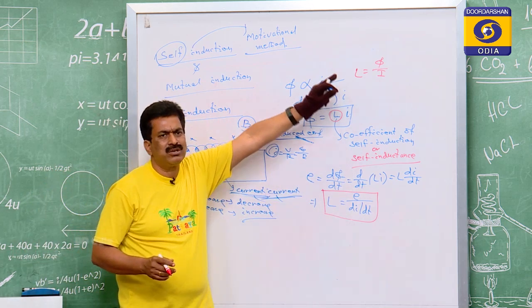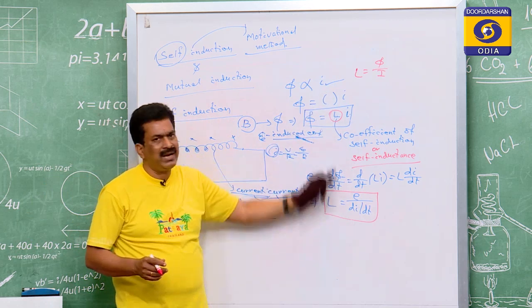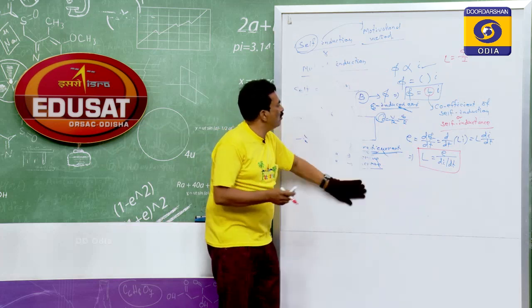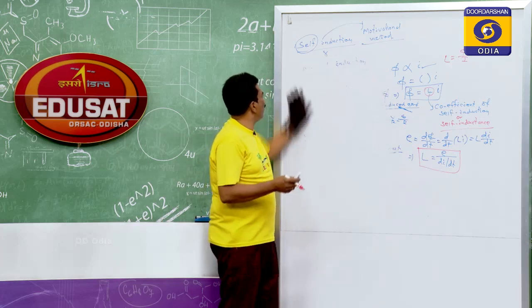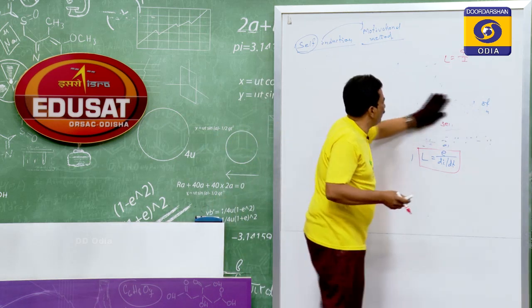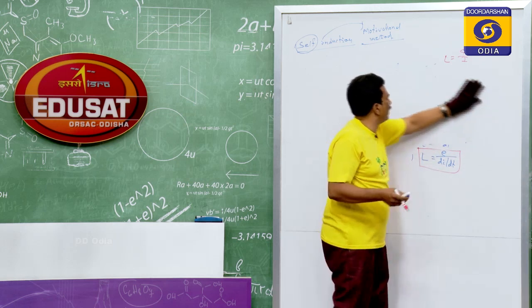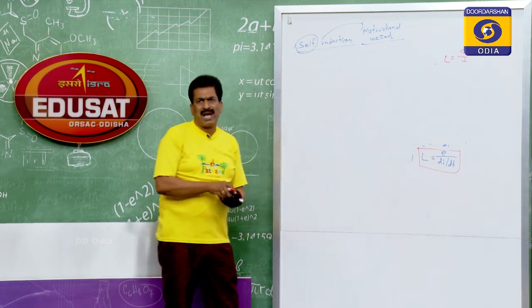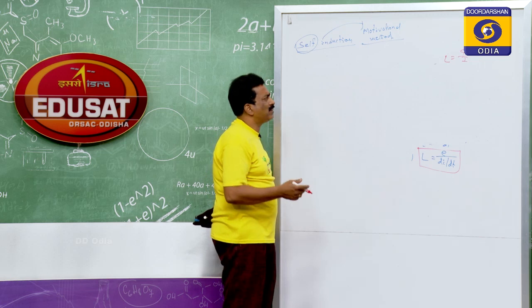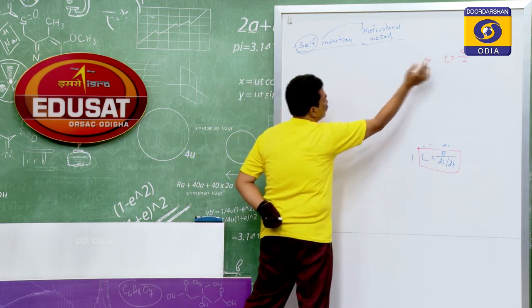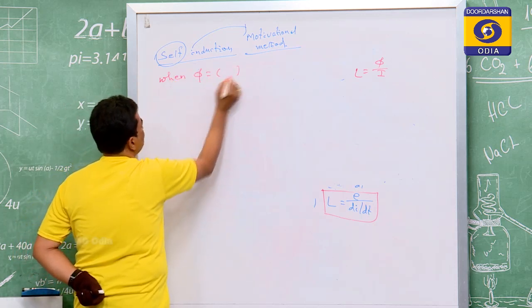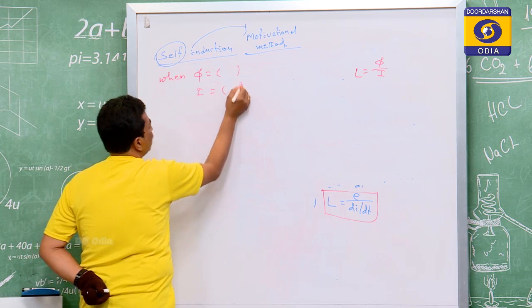Here L is equal to phi by I. These are the two different expressions of self-induction. By taking these two expressions, we will find its unit and its dimension. As I said in my earlier classes, the unit and the dimension depend purely on the mathematical expression.